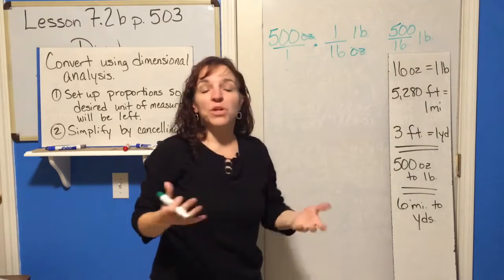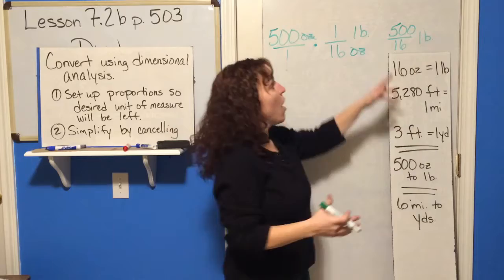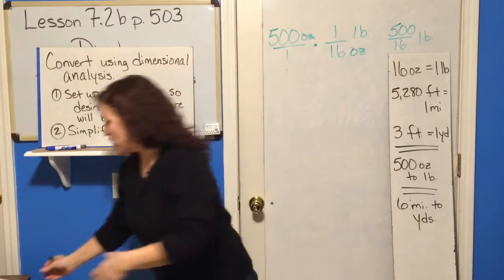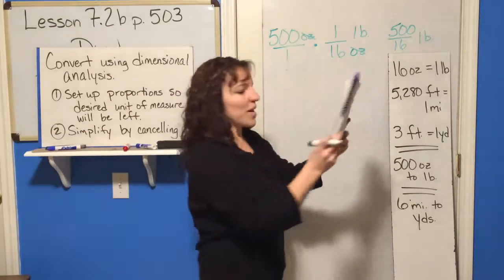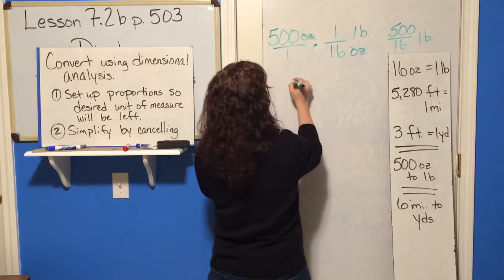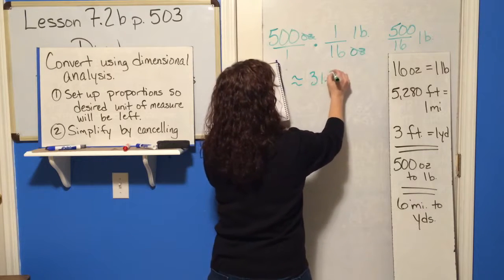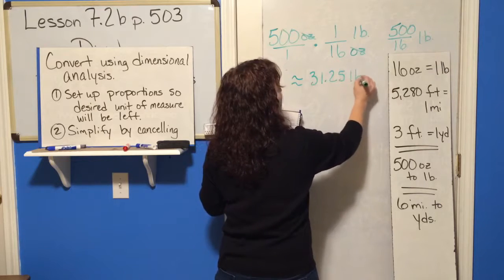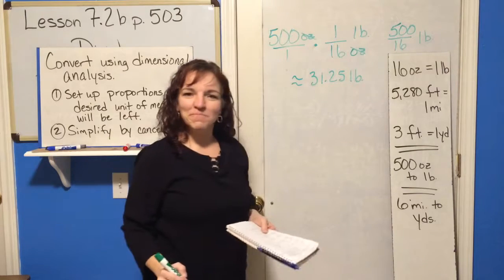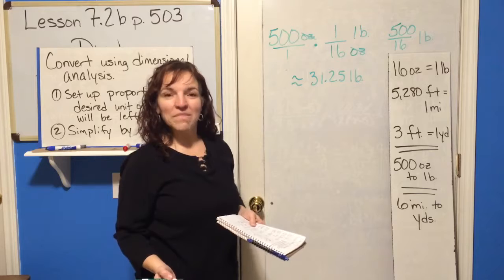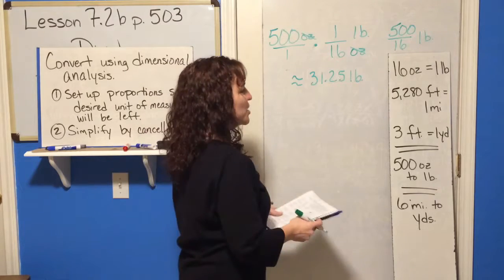And so then I can just put it into my calculator. Now I know, oh, I divide. So I just put into my calculator 500 divided by 16, and that is roughly 31.25 pounds. All right? Not too bad. You can do this. All right, let's do another one.